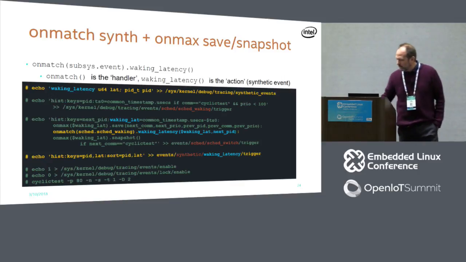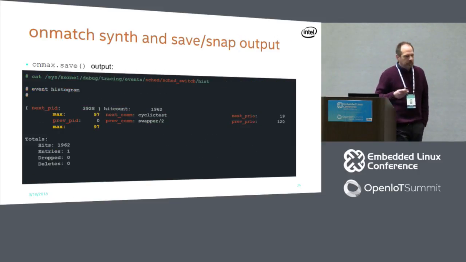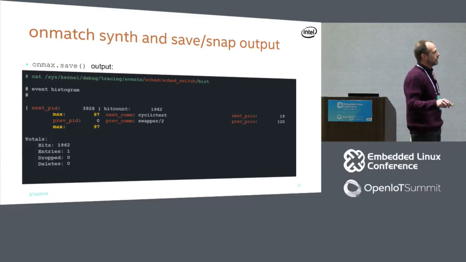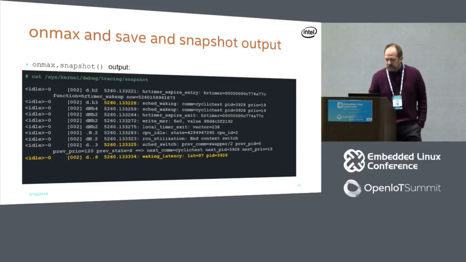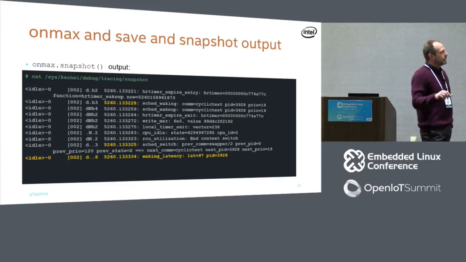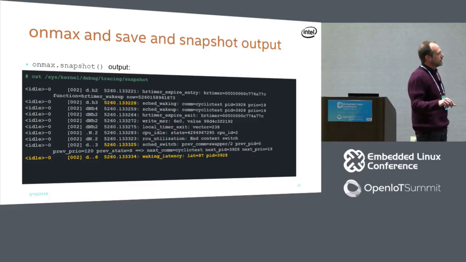And when we look at the output, we get a similar kind of thing. We still have onmax, so that's there, 97 in this case, and the things we saved. And then we also have the snapshot still around, so here's the snapshot, and we can see that the very last thing in there is our custom event, waking latency, containing our maximum latency, just as we would expect. And of course, these should match up too, they do.